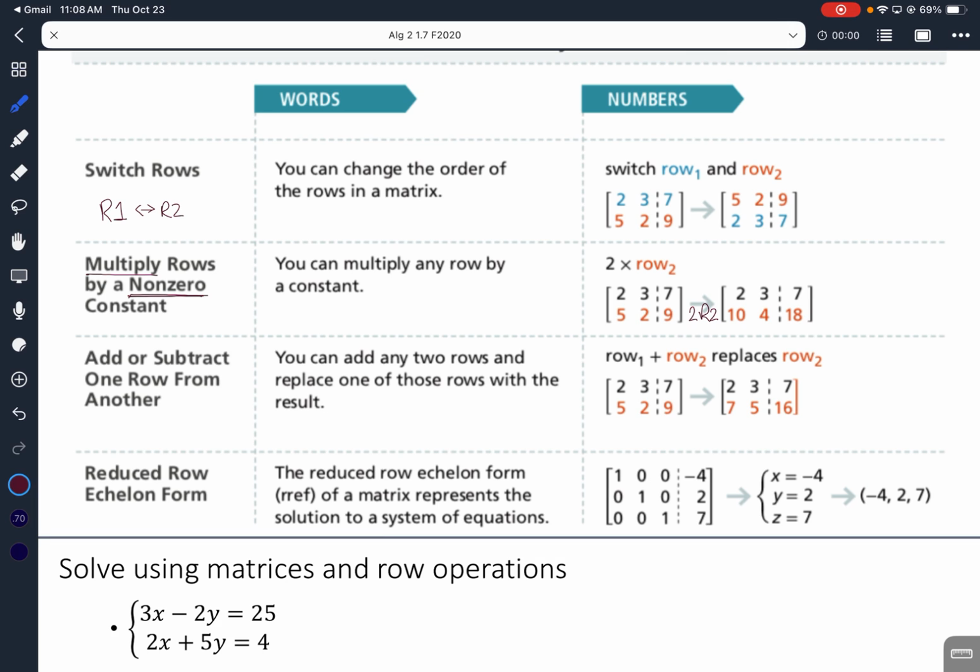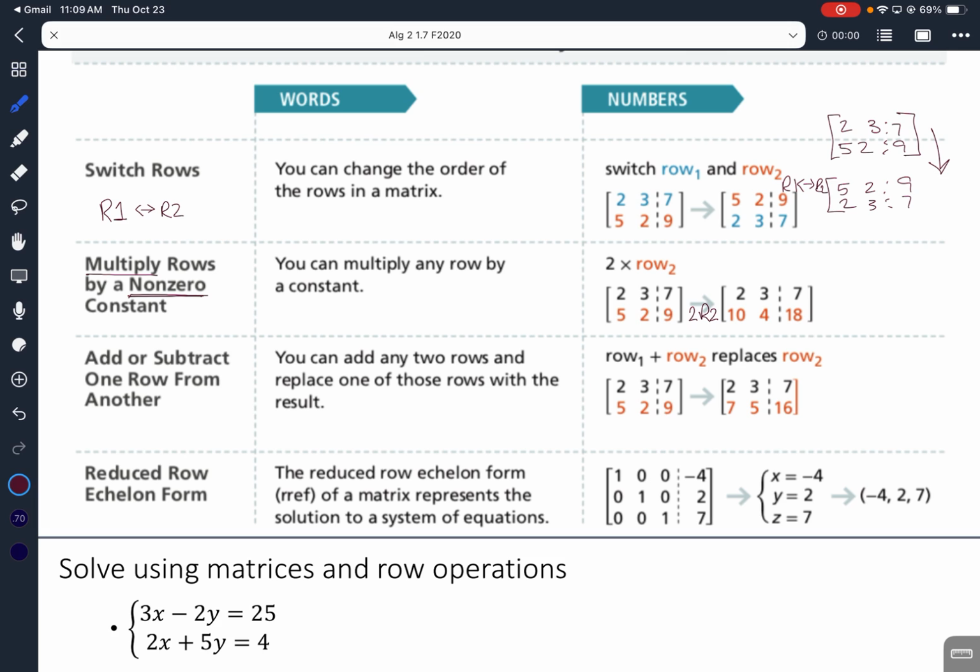So the top one, if I did this one, 2, 3, 7, 5, 2, 9. If I switched them, next to it I'd say R1 switched R2. And I would have 5, 2, 9, 2, 3, 7. We will go down only.